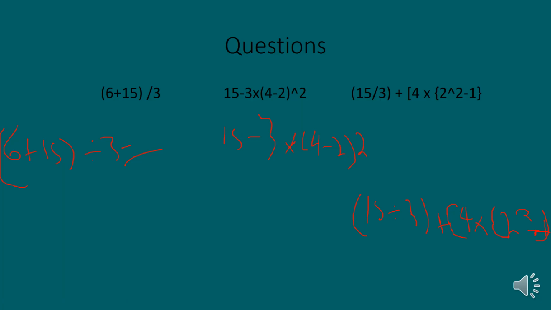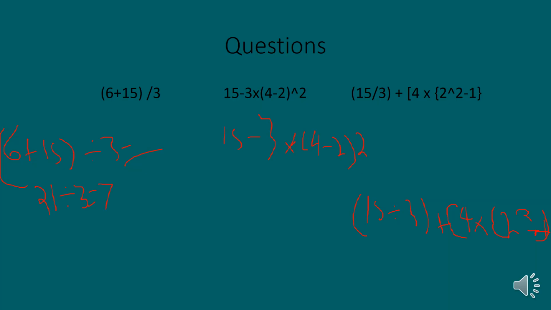Good job, guys. I know you guys definitely got this question right. So the answer to the first question is, 6 plus 15 is 21. And then divided by 3, well, that's quite simple. 21 divided by 3 is 7.